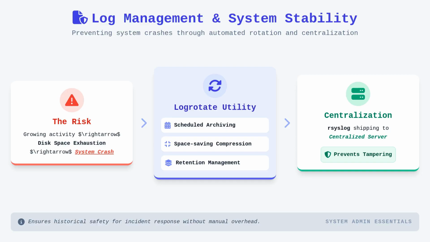By offloading this task to the system, you ensure that you maintain historical safety for incident response without the manual overhead of constant monitoring. Furthermore, in larger infrastructures, you might consider configuring rsyslog to ship these logs to a centralized server. Centralization is vital because it prevents an attacker from tampering with local logs to hide their tracks after gaining unauthorized access to a single host.